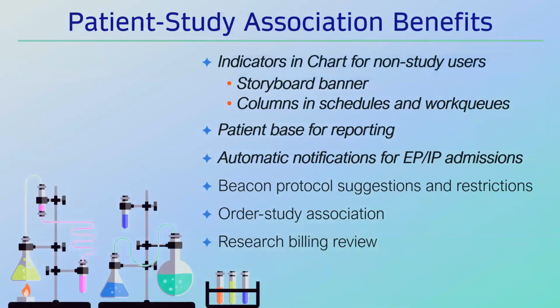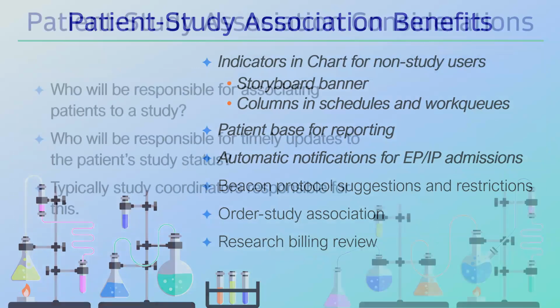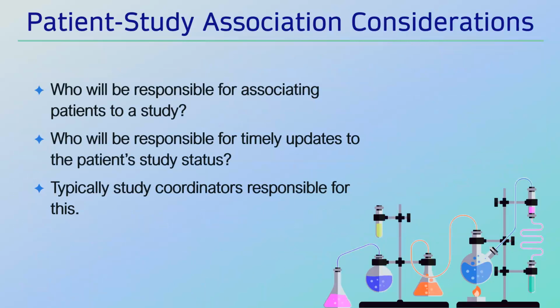We've already touched upon the first three items here as a benefit to the patient study association. Additional functionality that's dependent on the patient study association is Beacon protocol suggestions and restrictions, order study association, and research billing. As you start thinking about patient study association, you'll need to think about who will perform the initial patient study association, as well as who will maintain it as the patient progresses through the study. We've generally seen this be owned by the study coordinators.